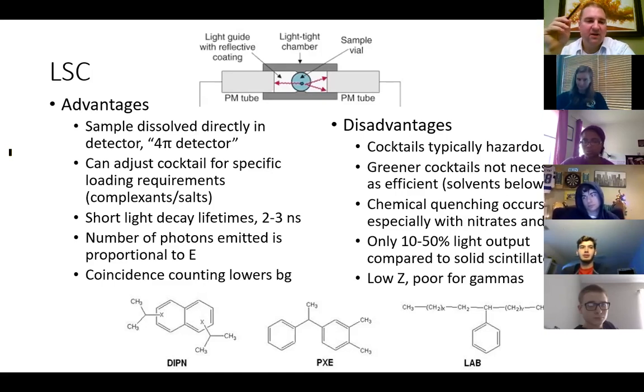The other advantage here, or the main advantage, is that the sample gets dissolved directly in the detector. So you're not going to have any energy loss for your particles going from where they decay to the detector. The other thing is, if your sample is in the middle of that vial and it decays, what did you see for the ranges? I know these were half value layers, but what did you see for the ranges for things like carbon 14 and tritium?